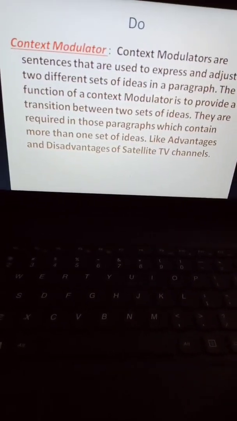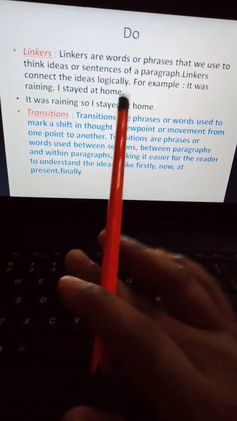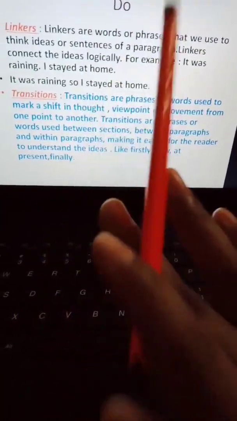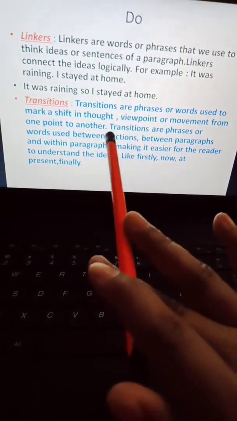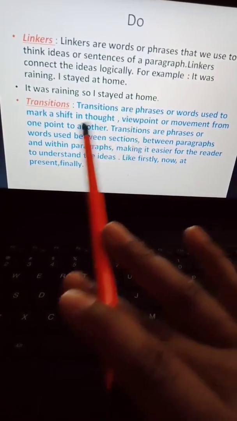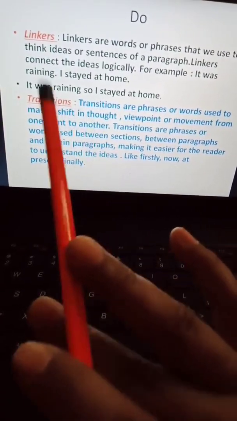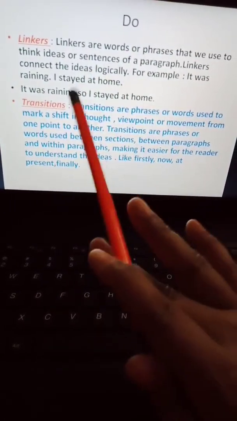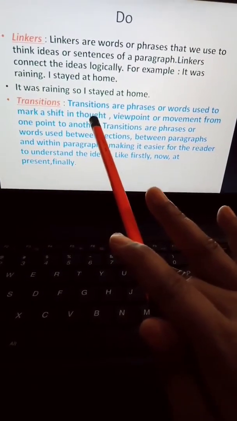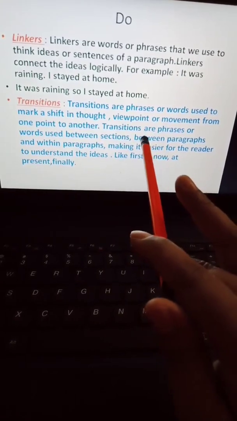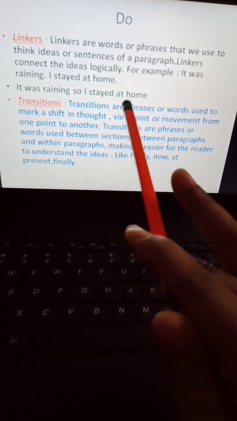Okay, the next one is linkers. Linkers are also very important, not only in paragraph writing, but important in writing anything. So linkers are words or phrases that you use to link ideas or sentences of a paragraph. Linkers connect the ideas logically.